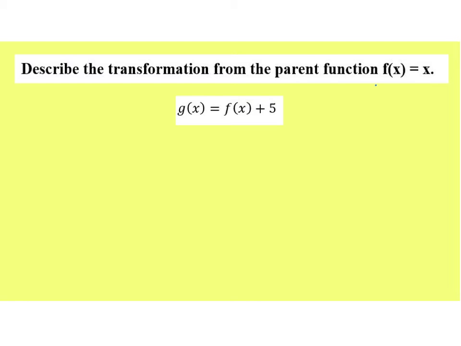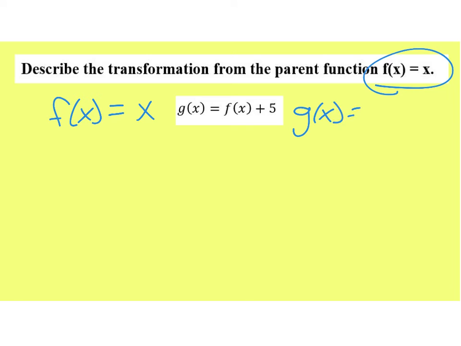All right, here's our next one. The original function is this one. So we're looking at f of x equals x. And we're changing it to that g of x. So because I'm changing it to g of x, where I'm adding 5 to f of x, so really what g of x is going to look like is g of x equals x plus 5, because we're taking that x and putting it where f of x is.